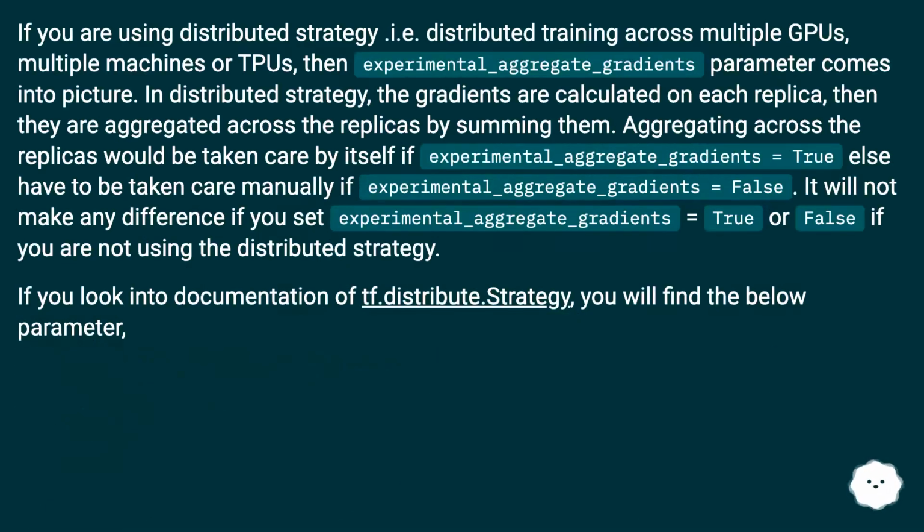If you are using distributed strategy, i.e. distributed training across multiple GPUs, multiple machines, or TPUs, then the experimental aggregate gradients parameter comes into the picture. In distributed strategy, the gradients are calculated on each replica, then they are aggregated across the replicas by summing them. Aggregating across the replicas would be taken care of by itself if experimental aggregate gradients equals true, else it has to be taken care of manually if experimental aggregate gradients equals false. It will not make any difference if you set experimental aggregate gradients equals true or false if you are not using the distributed strategy. If you look into the documentation of tf.distribute.Strategy, you will find the below parameter.